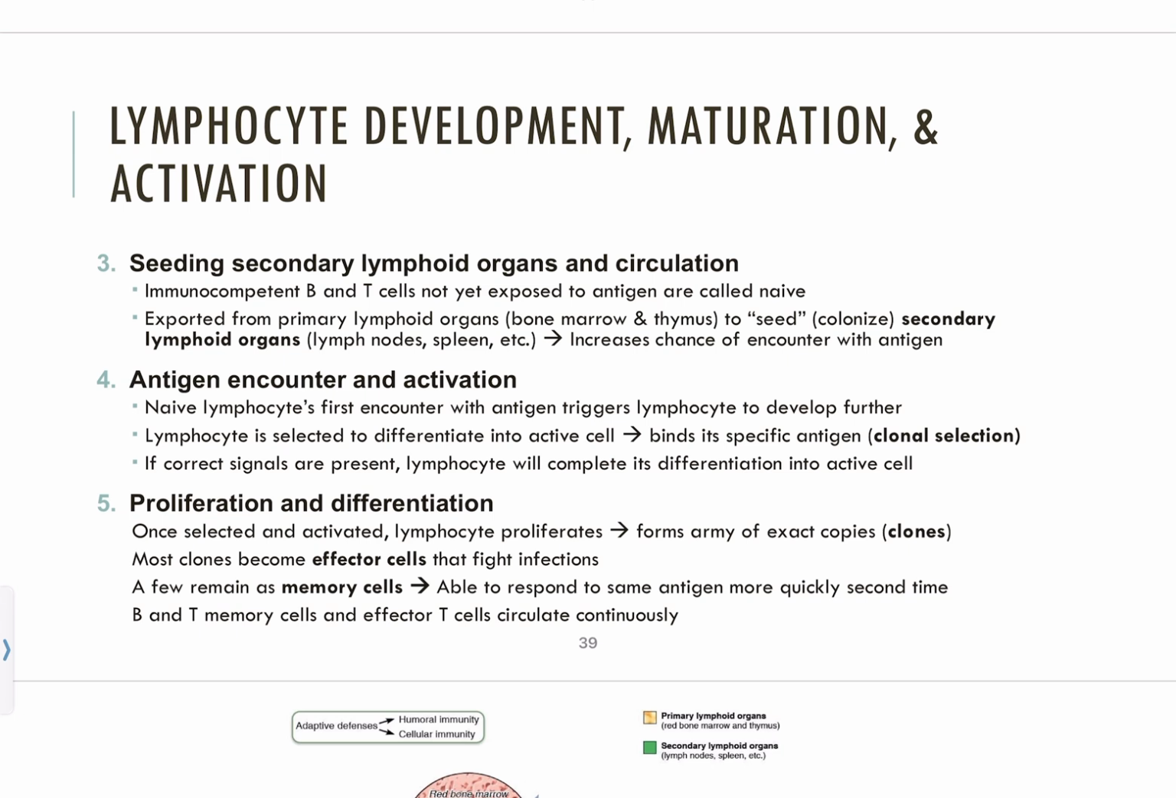But remember, our adaptive immunity does have memory, so some of these cells do not become effector cells. They actually remain as memory cells, so that if we're exposed to the same antigen again, we can mount a much faster immune response.